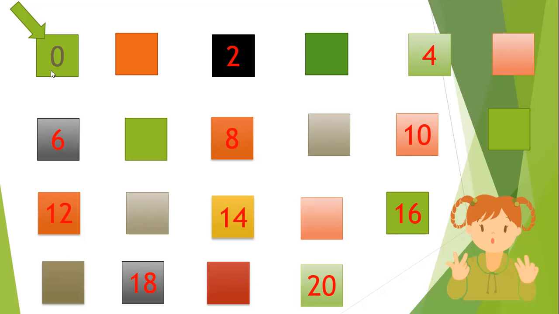Here I have zero. What comes after zero? One. I will not count one. I will skip one and I will jump from zero to two. So zero, two. Then I will jump from two to four and I will skip three. Skip means leave. Don't count, okay? Skip means leave. So, two and jump to four.